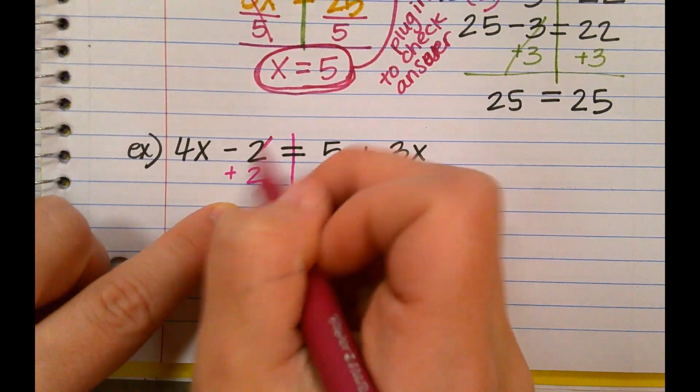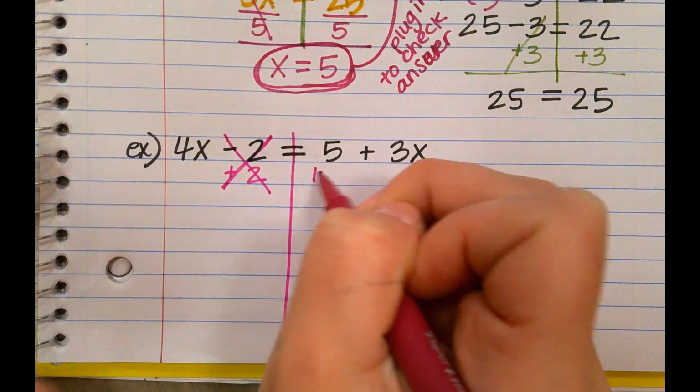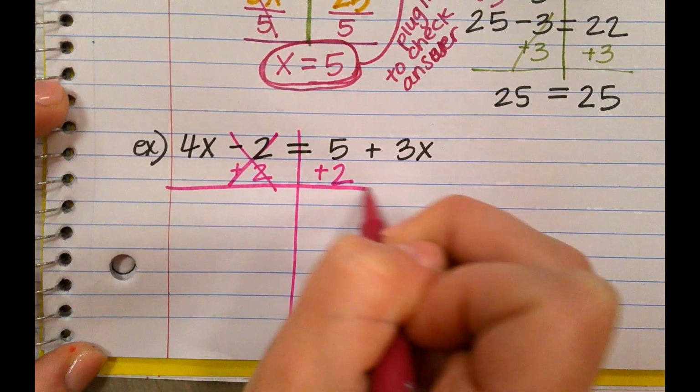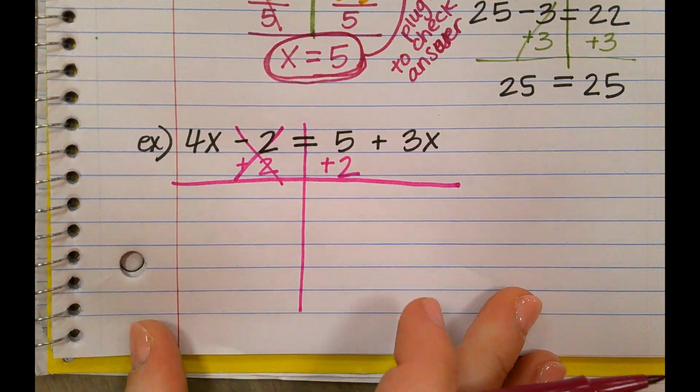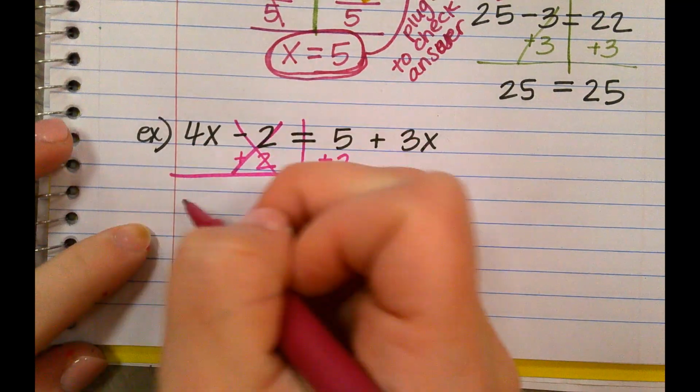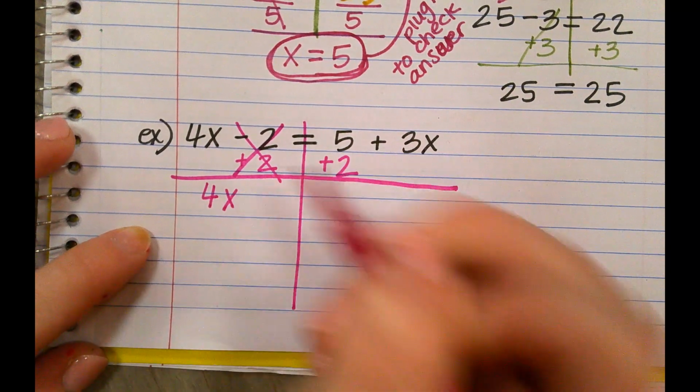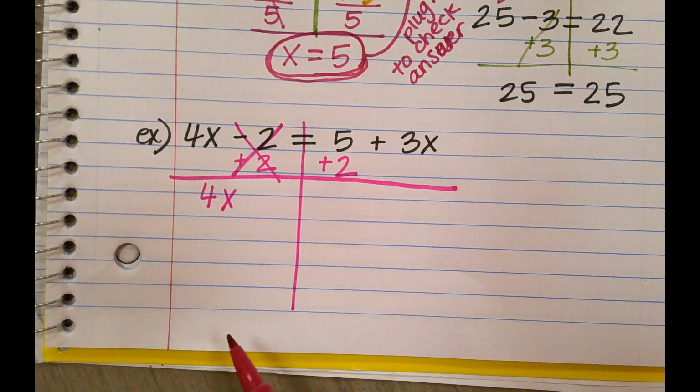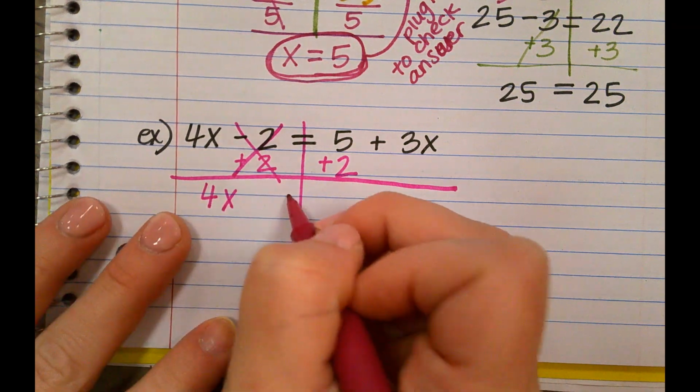Okay, so I'm gonna cancel my 2's and we're gonna add it to the 5. We get it. Okay. So what happens next? Bring down the 4x. Is there anything else before the equal sign? Just the equals. Good.